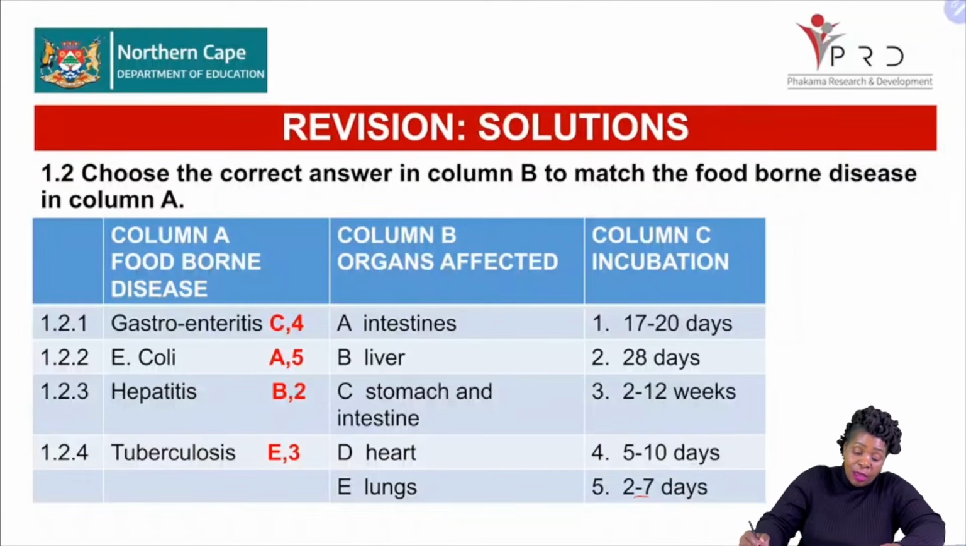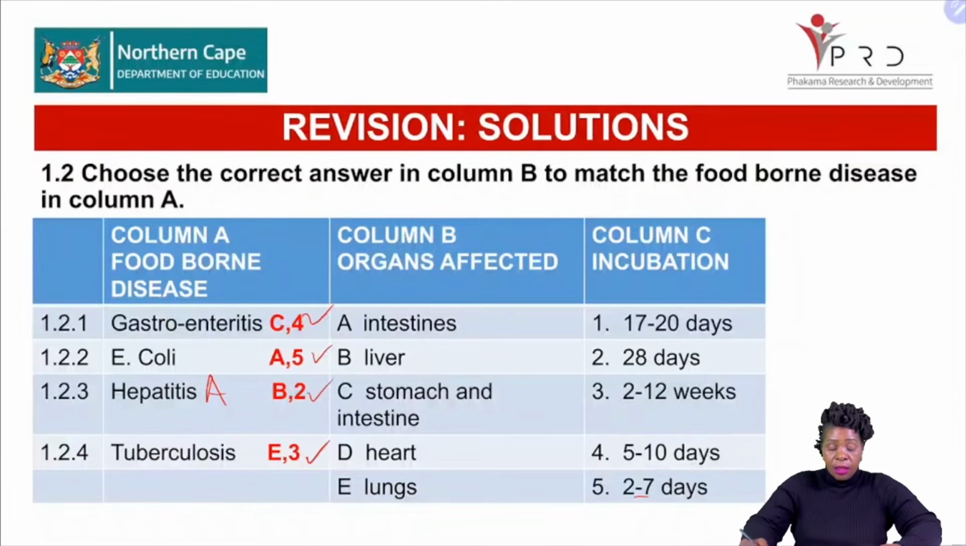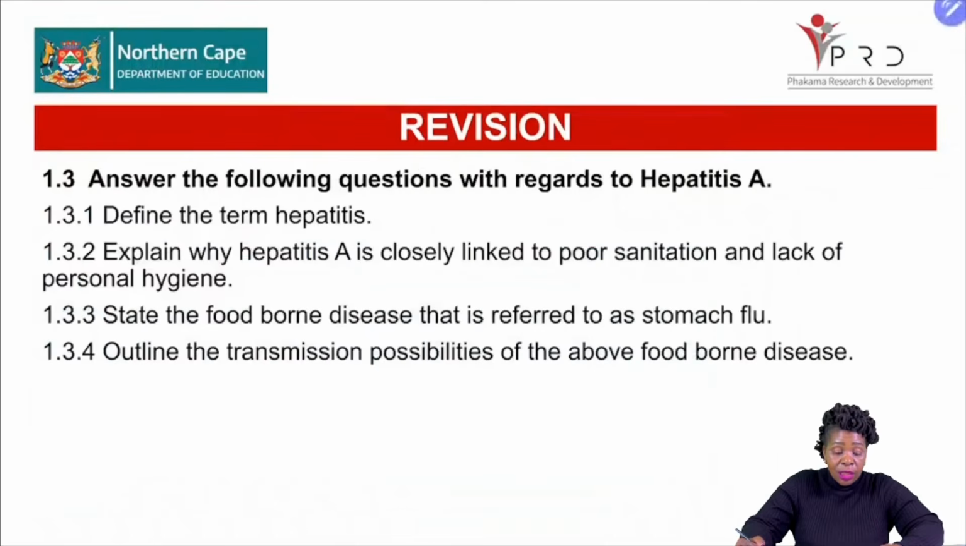And then we've got hepatitis A. What does it affect? It affects the liver, so it's B, and the incubation period is 28 days. That's B2. And then the last one is tuberculosis. We have got E. What is E? It's the lungs, and then 3 is 2 to 12 weeks, right? I hope we also got those ones correct. Let's move on to our question.